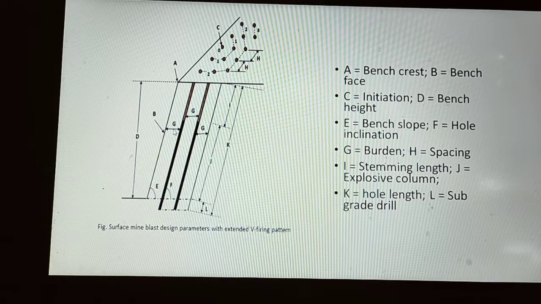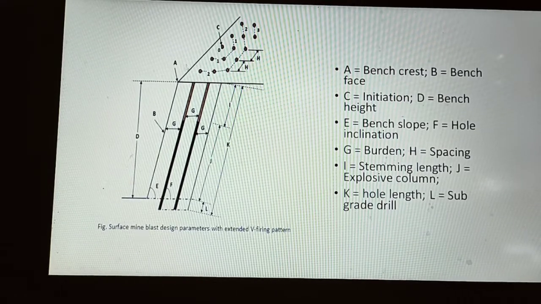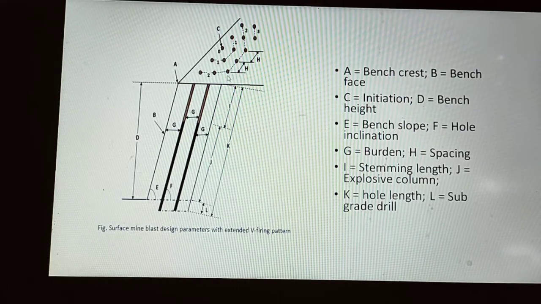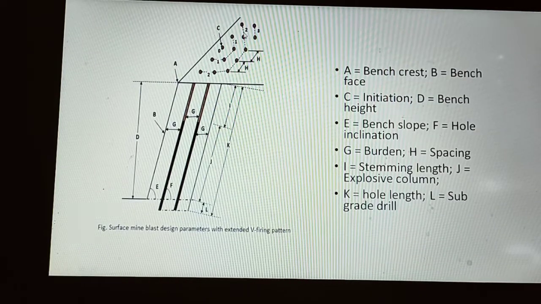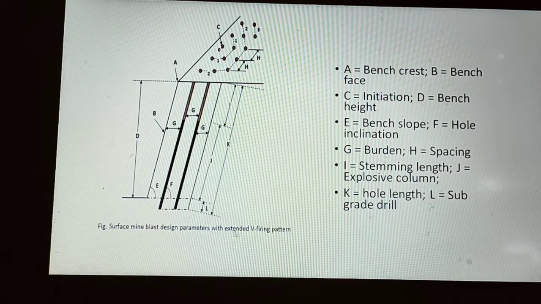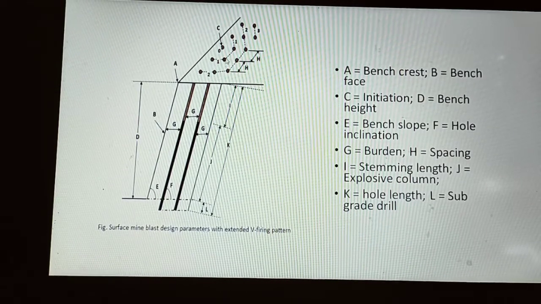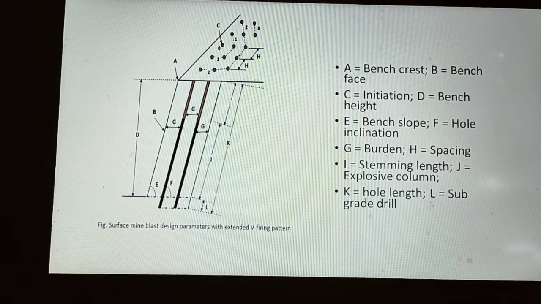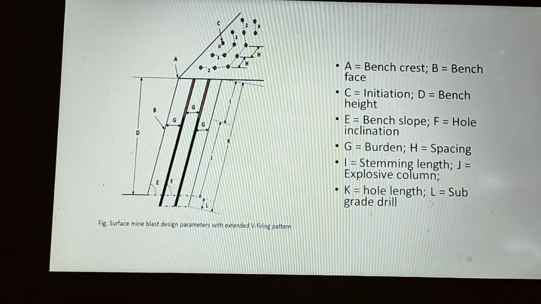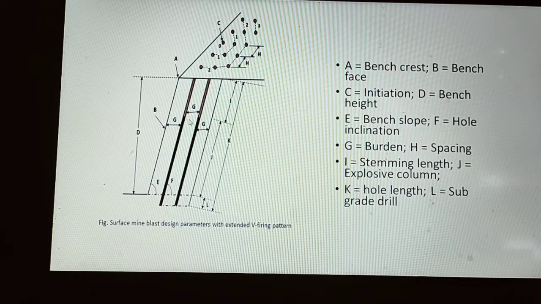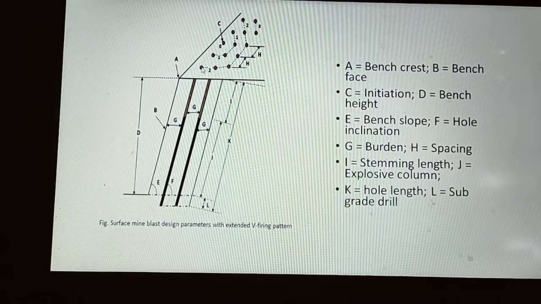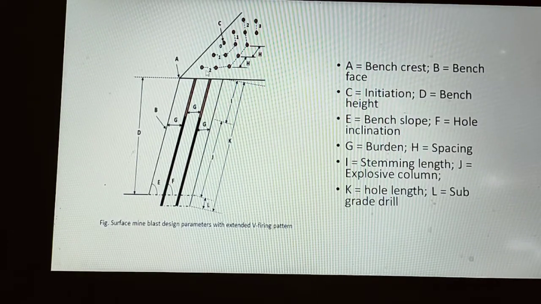And G is burden. Burden is nothing but the distance between the free face and the first row of holes. This is the first row of holes, this is the second row, and this is the third row. There are a total of 14 holes with an extended V firing pattern. I will discuss this firing pattern as well as the drilling pattern later on. In other words, you can also say that the distance between these two blast holes is known as burden.